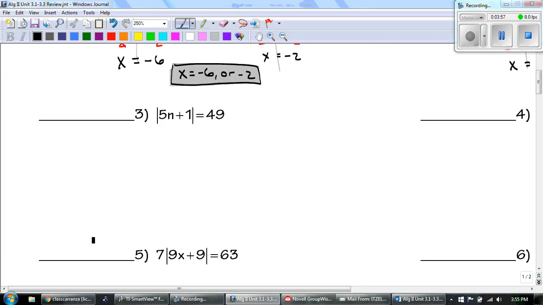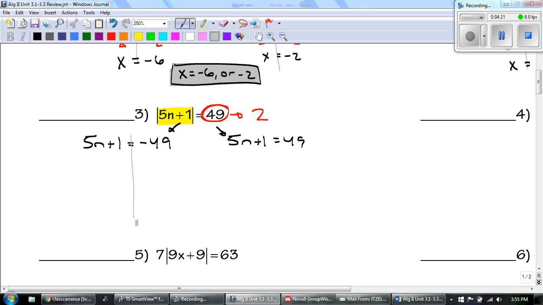So you want to make sure the absolute value is all by itself. It is. It's a positive, so there are two solutions. 5n plus 1 could equal a -49, or 5n plus 1 could equal a +49. So you guys are all on your own. You will get a fraction for one of them, it's okay. But go ahead and pause the video and good luck.